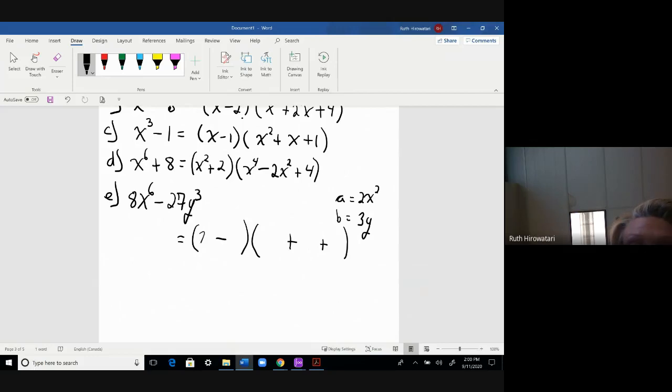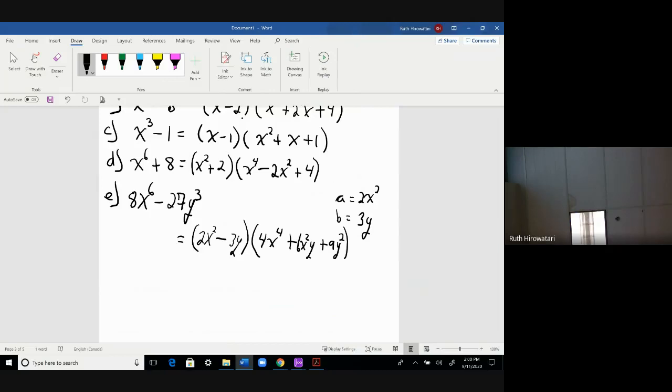So (2x squared minus 3y), and a squared, which would be 4x to the 4th, plus ab, which would be 6x squared y, right? 2x squared times 3y is 6x squared y, plus my b squared, which would be 9y squared. If you want another example, you'll have to ask. That's all I've got at the moment.